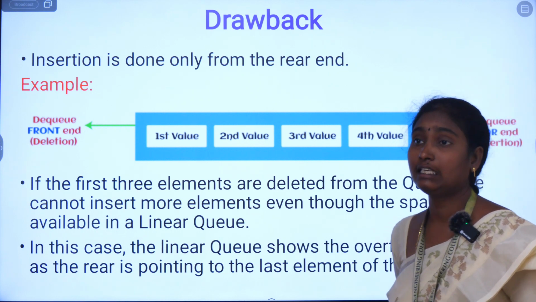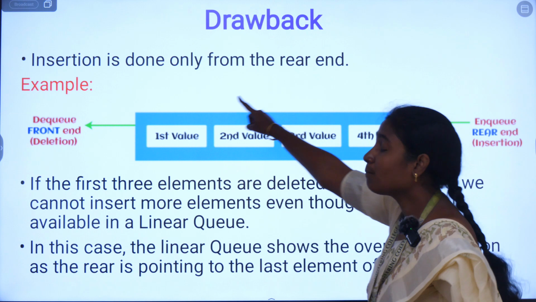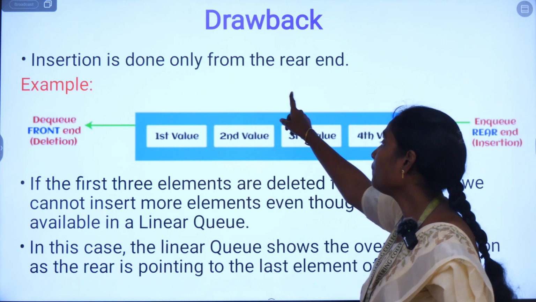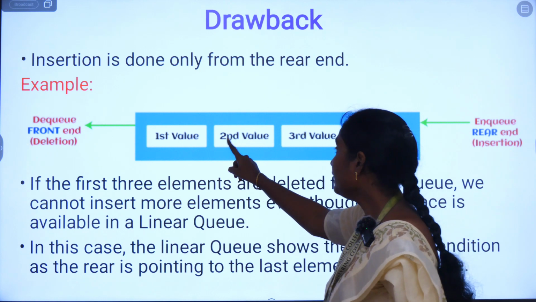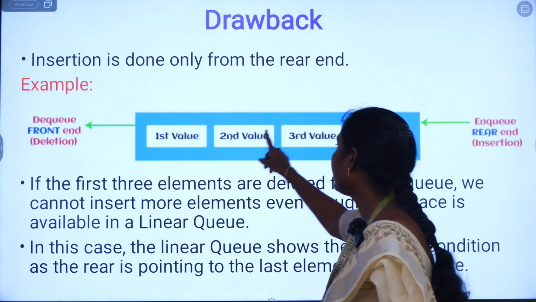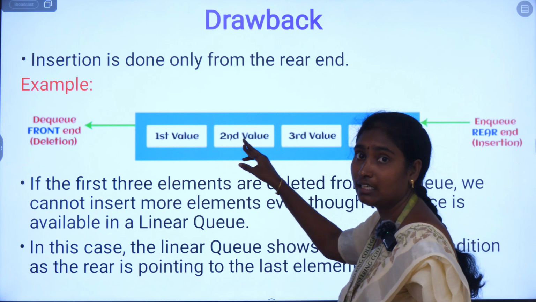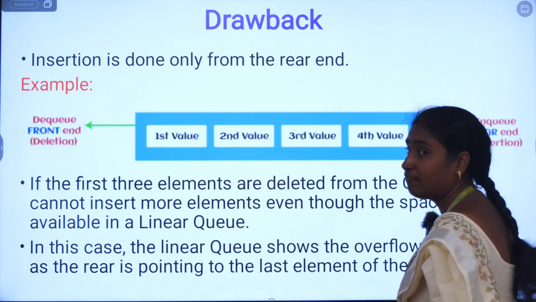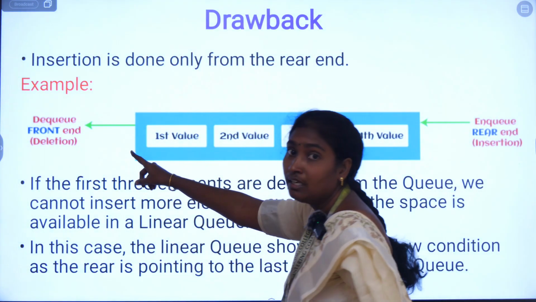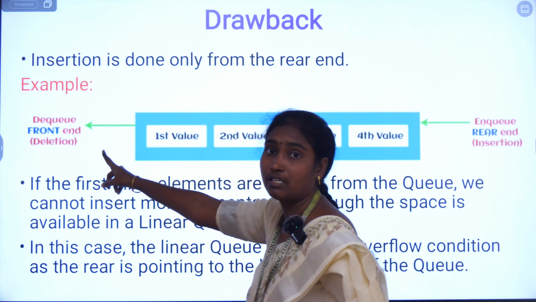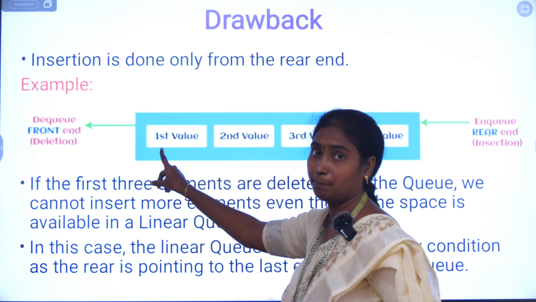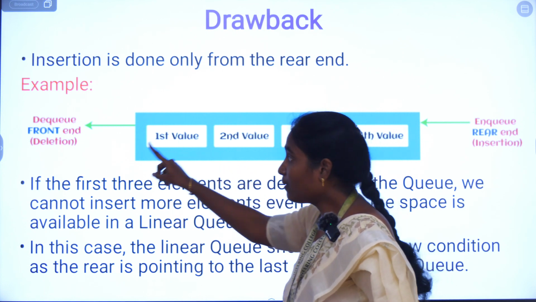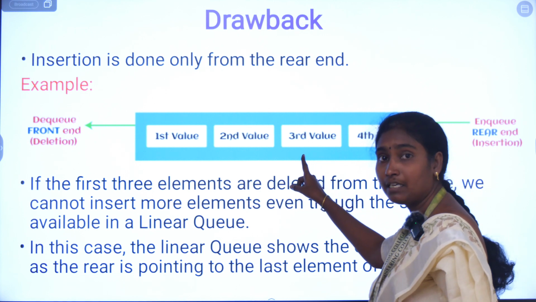One of the drawbacks of the simple queue is that insertion is performed only by using the rear end. How? For example, I have a queue with 4 elements: first value, second value, third value, fourth value. You have 2 ends, the rear end and the front end. The rear end is used only for insertion and the front end is used for deletion. If I perform the DQ operation the first time, the first element is deleted. The second DQ operation deletes the second value. The third DQ operation deletes the third element.